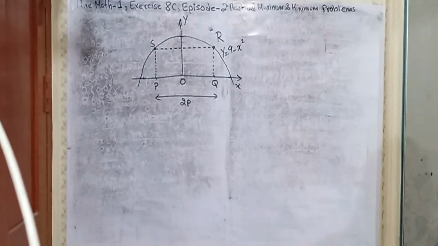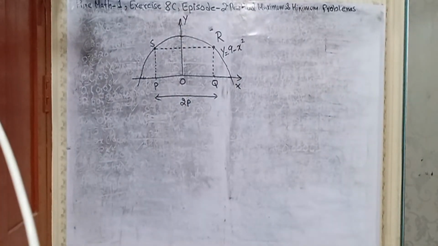So this is the shape PQRS. This is the shape given in the question. PQRS is a rectangle with length 2p units and area A units. So the length is 2p. The points P and Q lie on the x-axis and the points R and S lie on the curve y equals 9 minus x squared.